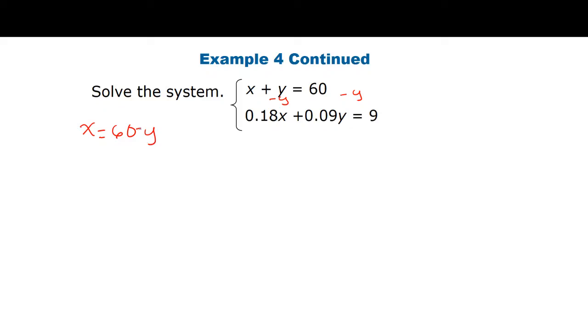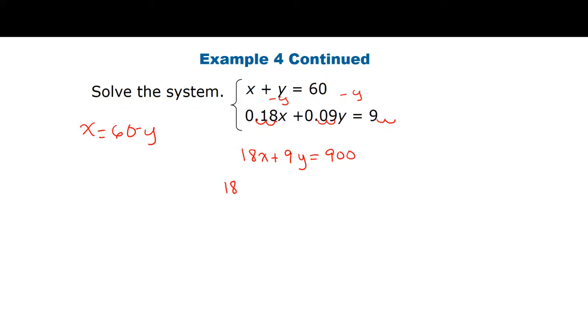All right, now the next thing I'm going to do is make my math a little bit easier. I don't like working with decimals, so I'm going to multiply everything by 100. So I'm going to move my decimal place two points over on everything. So I'm going to end up with 18x plus 9y equals 900. Okay, so once I've done that, now I'm going to substitute in to here.